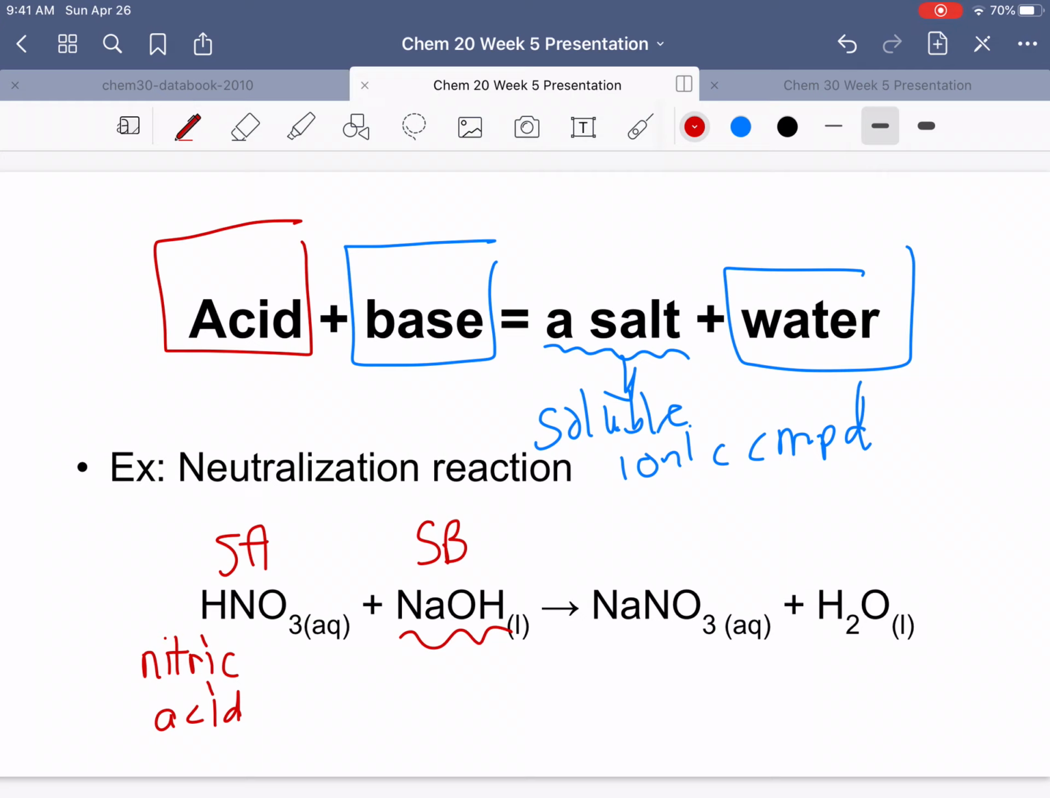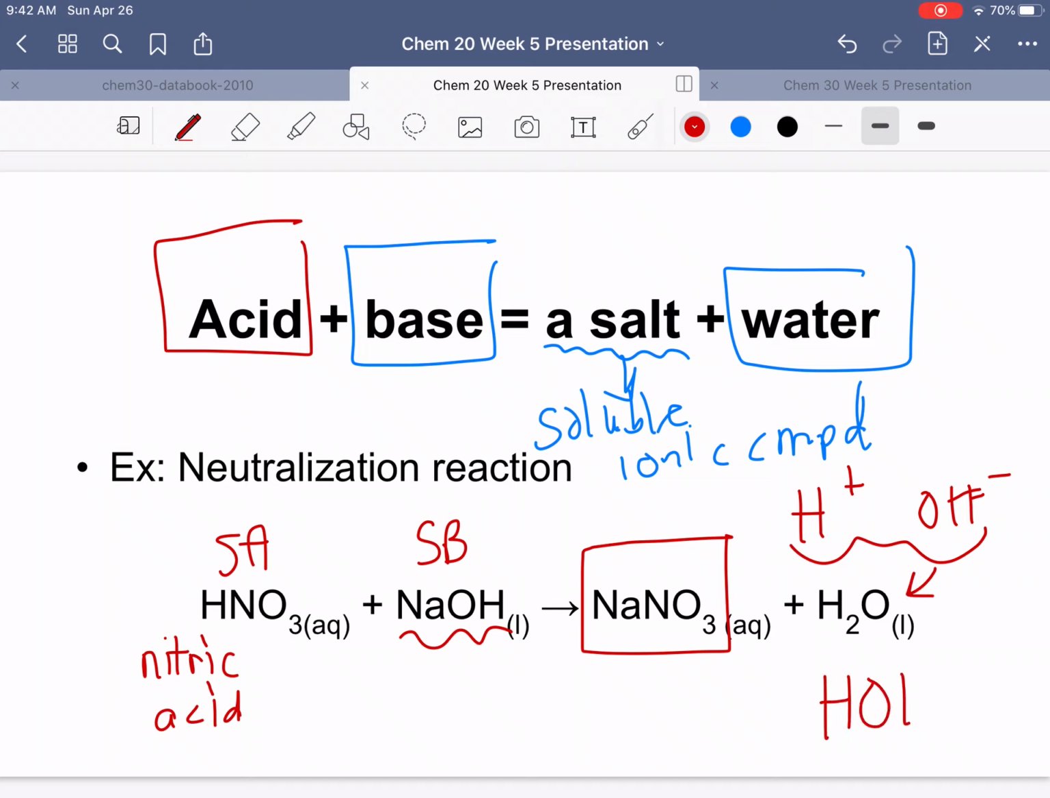But ultimately, we end up with the cations switching places and the anions switching places, which means now the sodium cation is with nitrate, so we get sodium nitrate, and we have hydrogen combining with hydroxide. Lo and behold, that makes water, right? Remember what I've said about water. Water is just HOH written in another way, so you can see how it all works out.